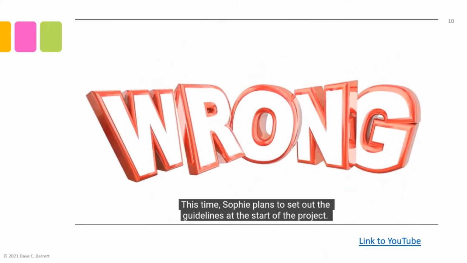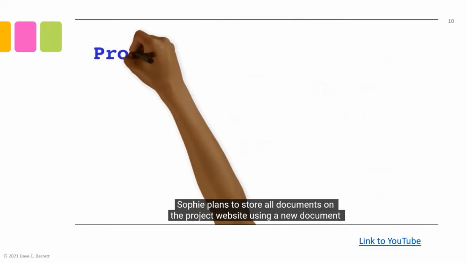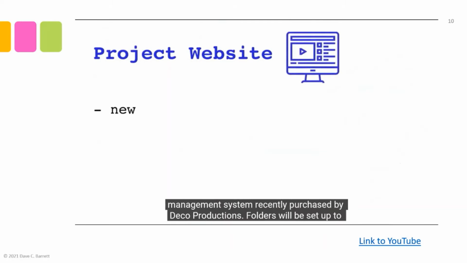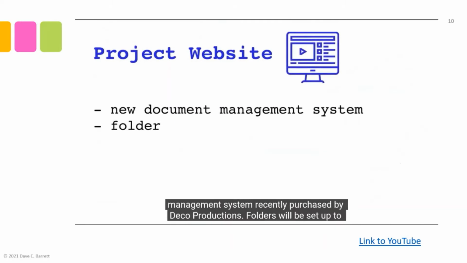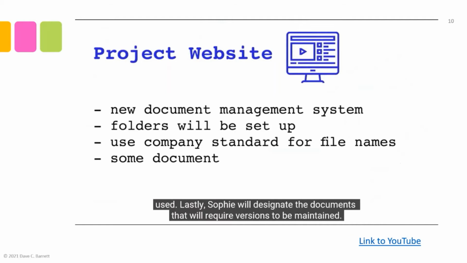This time, Sophie plans to set out the guidelines at the start of the project. Sophie plans to store all documents on the project website using a new document management system recently purchased by Deco Productions. Folders will be set up to logically organize the documents, and the company standard for project file names will be used. Lastly, Sophie will designate the documents that will require versions to be maintained.